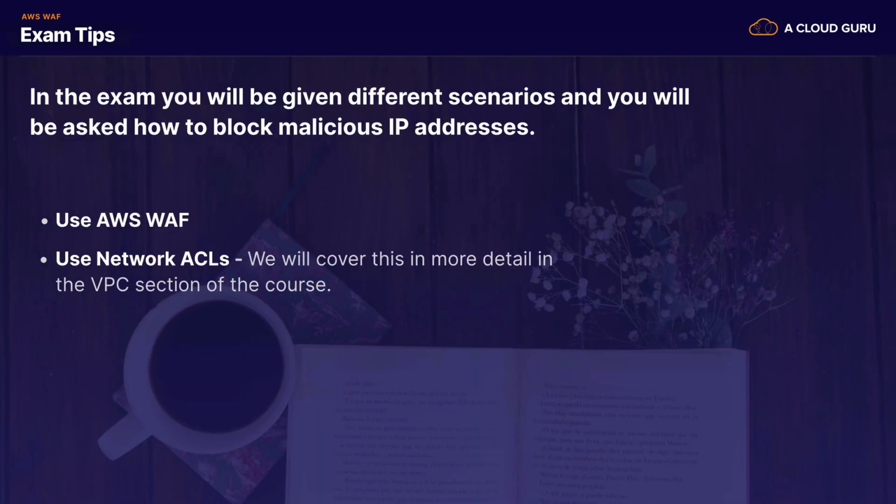So onto my exam tips. Just remember, you're going to be given a whole bunch of different scenarios, and you'll be asked how to block malicious IP addresses, or perhaps how to prevent against SQL attacks or SQL injections, or cross-site scripting, or block individual countries. Well, you want to use AWS WAF. You can also use network ACLs to block malicious IP addresses, and we're going to cover this in more detail in the VPC section of the course.